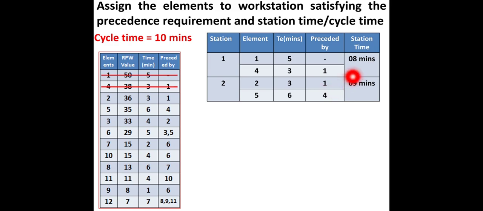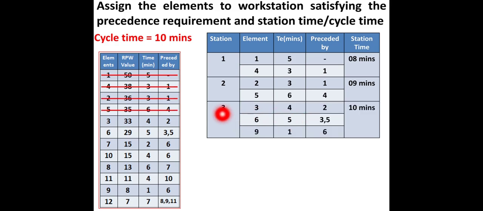Now I changed it to 8 minutes in this slide. As I already told, once the assignment is made, you need to scratch that particular row so that you won't get confused while assigning the next elements. So next, element number 2 is assigned. Next, element number 5 is assigned. So 3 plus 6 is 9. So it is 10 minutes. Under 1 minute you have only one element which would be preceded by 6. So not possible. So I will scratch that.